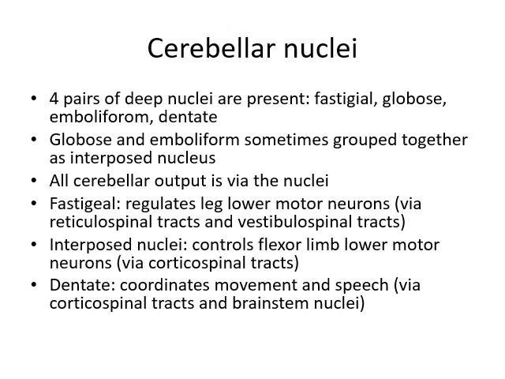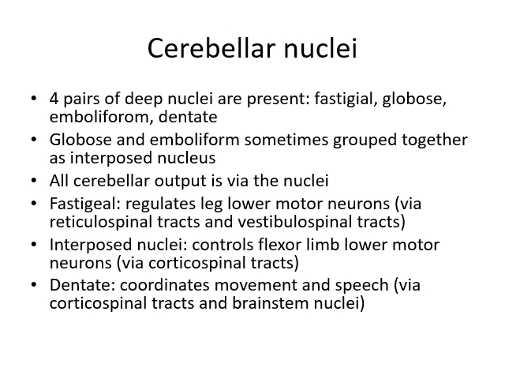So all the lower motor neurons that control flexor parts of the limbs, they work by directly influencing the corticospinal tract. So unlike the vestibular nuclei that regulate them through specialized tracts, the interposed nuclei actually directly affect the corticospinal tracts to affect the flexors of the limbs.